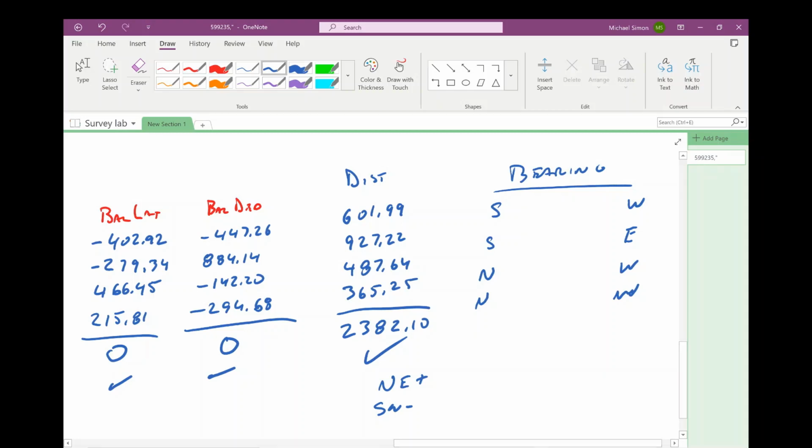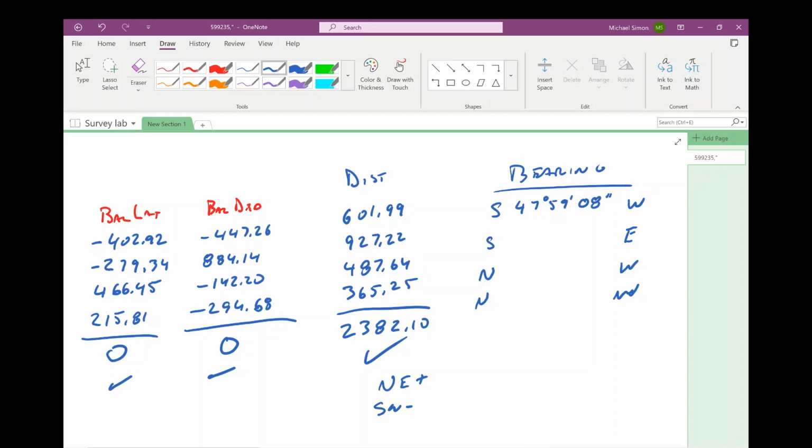Let's do the bearing angle. It's the inverse tangent of departure over latitude. So second function tangent, departure. Don't do the signs. 447.26 divide 402.92. Departure over latitude. And we have to convert that to degrees, minutes, and seconds. 7 degrees, 59 minutes, 07.7 becomes 08 seconds.